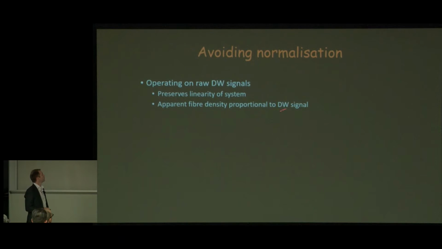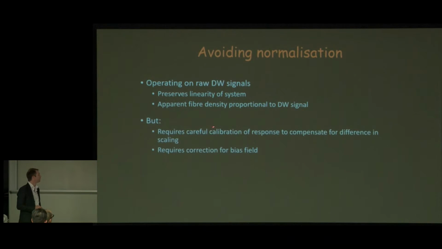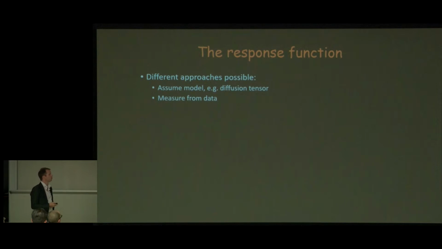Okay, so avoiding normalizations, if you operate purely in the raw signals, you preserve the linearity of the system, your apparent fiber density is proportional to the signal, but you have to carefully calibrate your response to scale up with the diffusion signal. If you've got a different scanner and it spits out data that has twice the amplitude, then your response has to be twice as large to compensate for that. And you also need to worry about bias fields and effects like that. When you have strong variations in the signal intensity, you have to correct for that because otherwise, if you have a single response, it's going to not work very well. So there's a few issues to get right before you can do quantitative things with that approach.